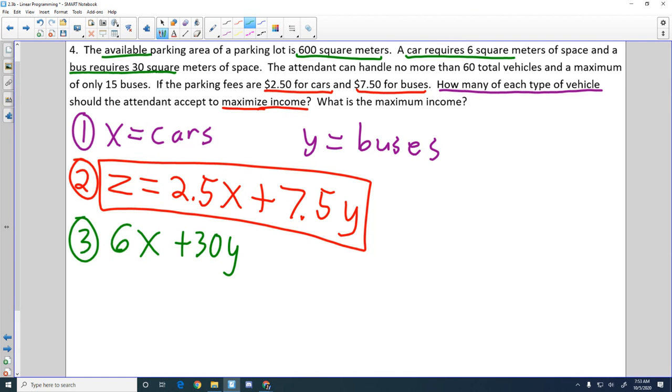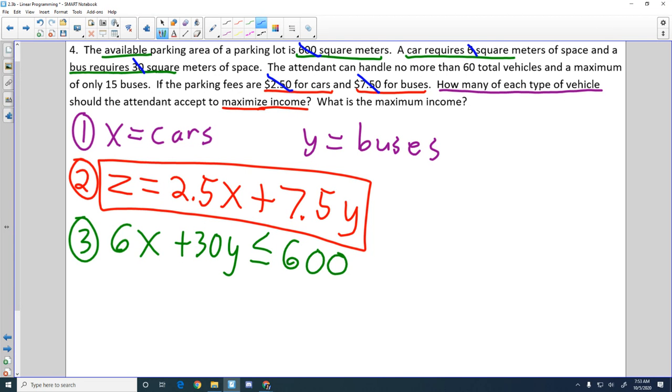And when I add up all the space that those vehicles are taking up, I obviously can't take up more space than the parking lot has available. So I've got to be less than or equal to this 600 total available square meters. All right, so I've used the 30, the 600, the 250, the 750, the 6.